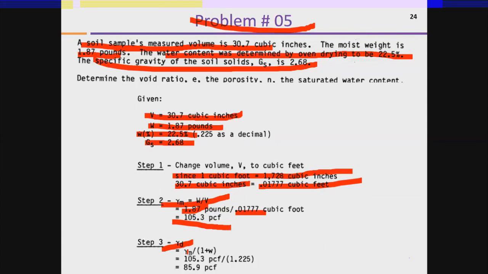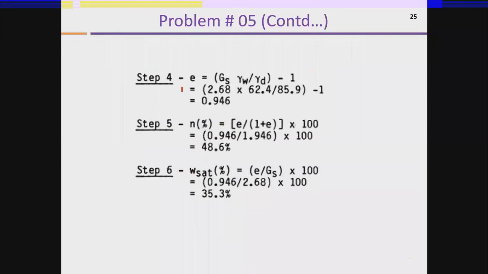Gamma D I can find with the help of gamma M divided by 1 plus the water content. The water content is given in the expression, and gamma M I have found. So this will give me a gamma D value. From gamma D, I can calculate the void ratio. Void ratio is equal to GS into gamma W divided by gamma D, minus 1. GS is given, gamma W is a universal constant, and gamma D I have found, its value now is 85.9. This expression will give me the void ratio as 0.946.